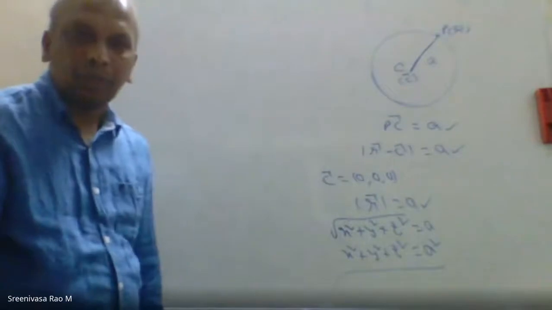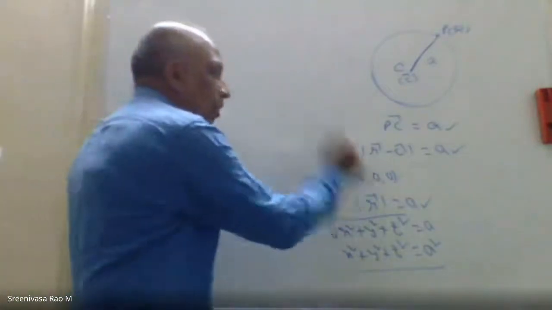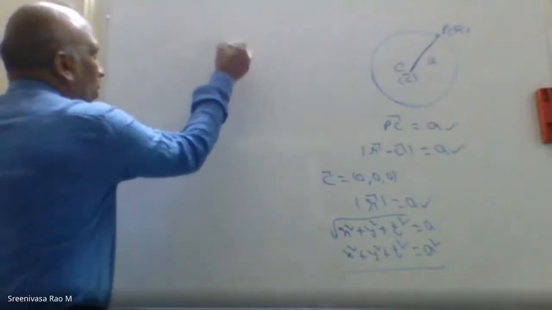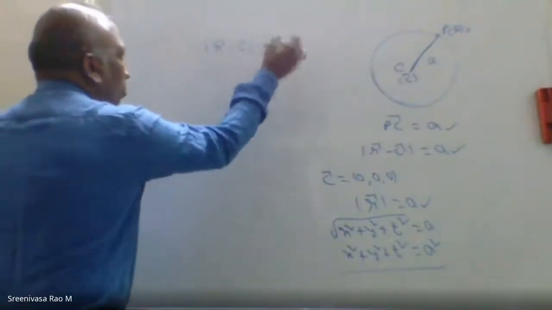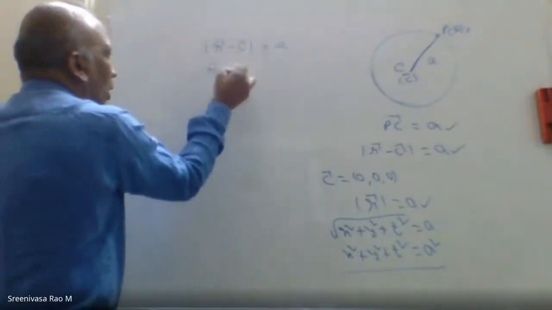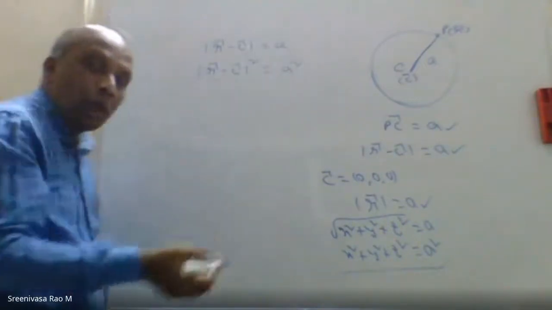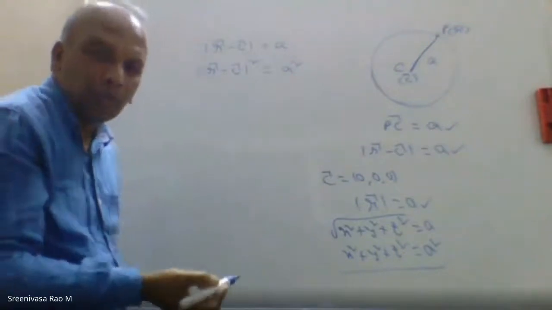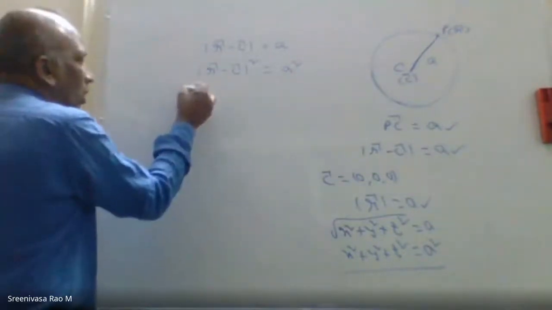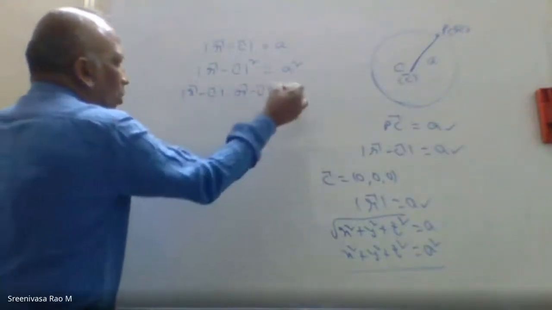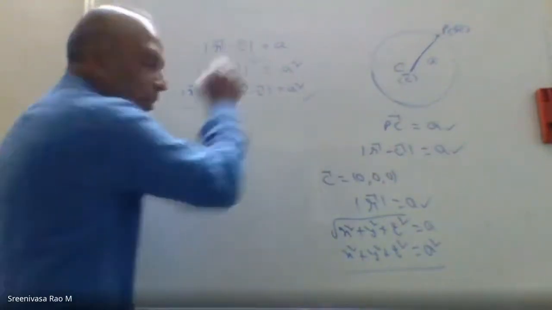Suppose we expand this, mod R bar minus C bar is equal to A. Squaring on both sides, mod R bar minus C bar whole square is equal to A square. Since mod x square equals mod x into mod x, I can write this as R bar minus C bar dot R bar minus C bar equal to A square.